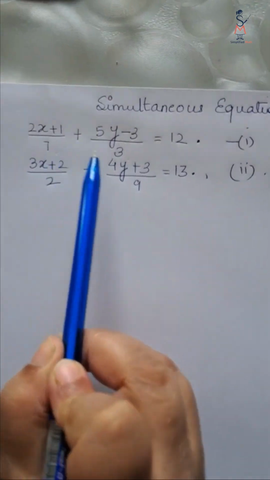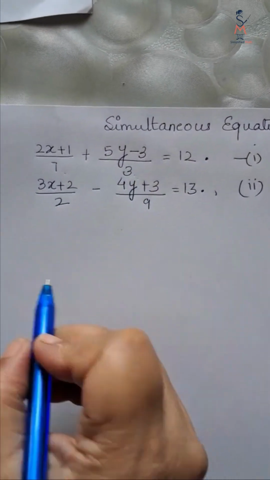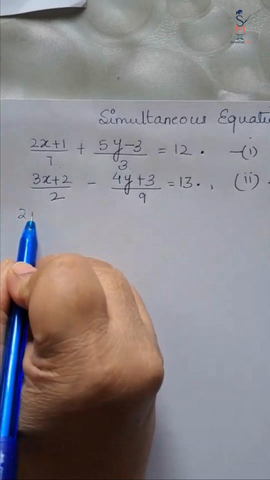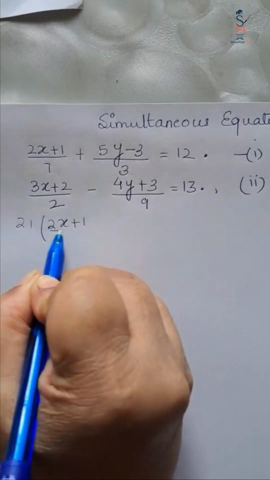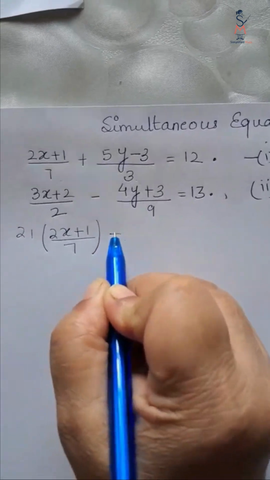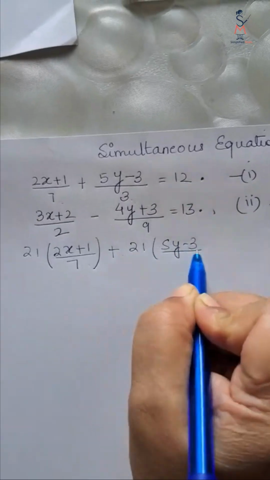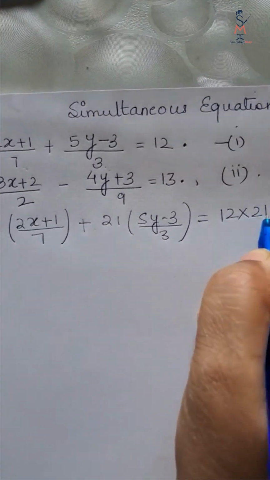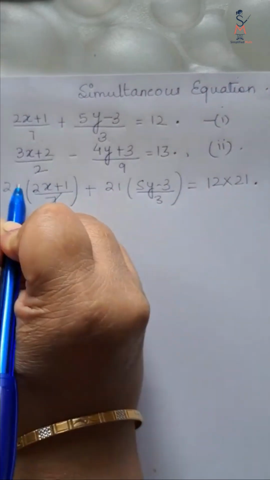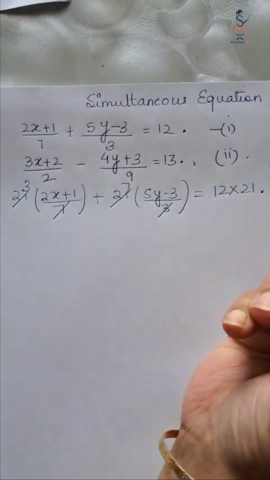What is the LCM of 7 and 3? 7 into 3 is 21. So we will multiply the whole equation by 21. So the first term is multiplied by 21, the second term is multiplied by 21, and the right side is also multiplied by 21. 7 3s are 21, 7 3s are 21.